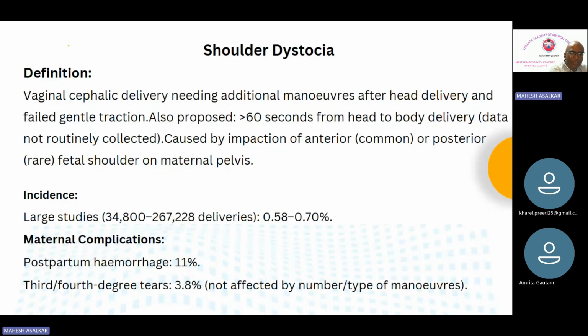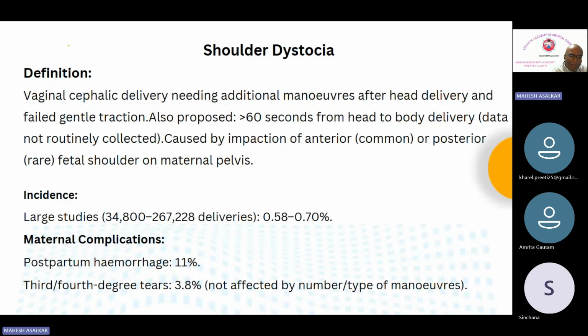So what is the definition of shoulder dystocia? It is a vaginal cephalic delivery which needs additional maneuvers after the delivery of the head and gentle traction for the delivery of the body. Another definition, proposed with respect to time, is when more than 60 seconds are required for the delivery of the body after the delivery of the head. It is caused mainly by the impaction of the anterior shoulder. Very rarely you get an impacted posterior shoulder.